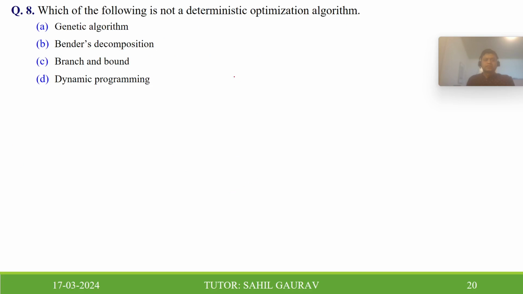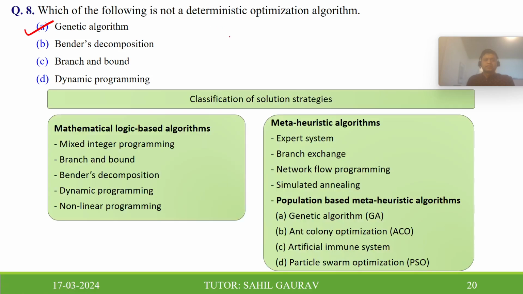Now the next problem is: which of the following is not a deterministic optimization algorithm? The options are genetic algorithm, Bender's decomposition, branch and bound, and dynamic programming. Option A, genetic algorithm. Yes, correct. Genetic algorithm is not a deterministic optimization algorithm because it comes under meta-heuristic algorithms.